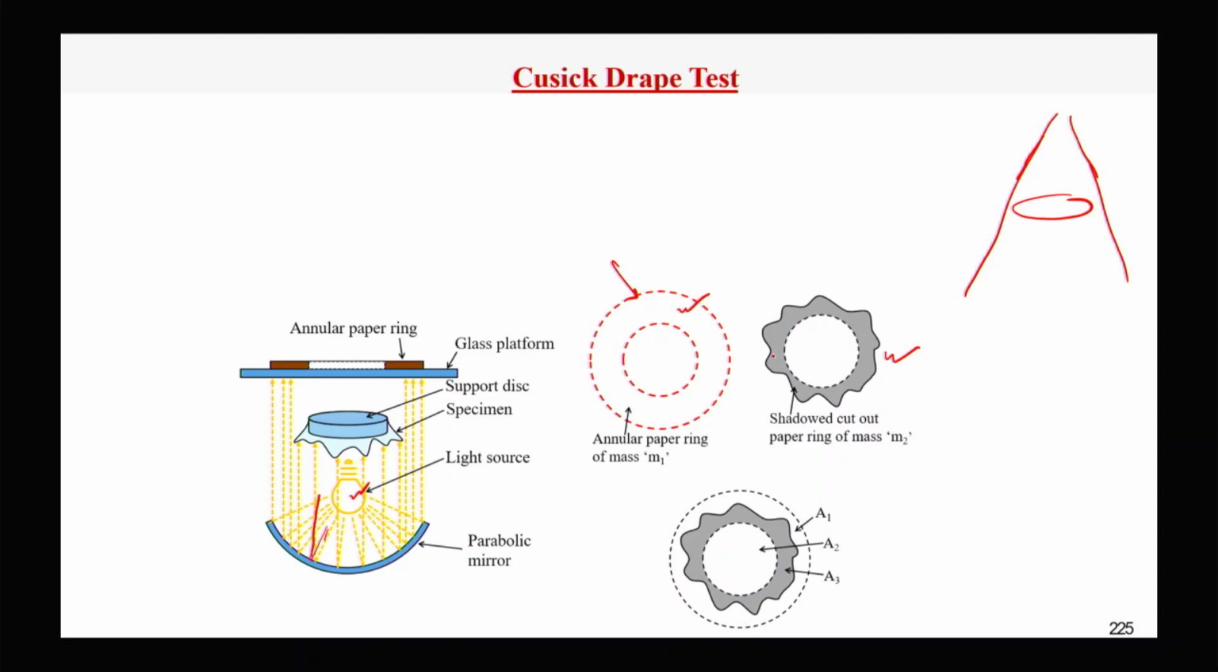And when this shadow is achieved, then we can cut out the shadow portion and take the mask. This is the M2 mask. Now from the relationship we can see, the total mass of the paper M1 is nothing but A1 minus A2.